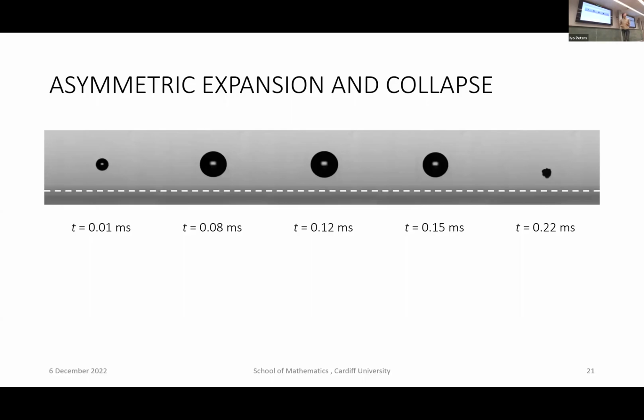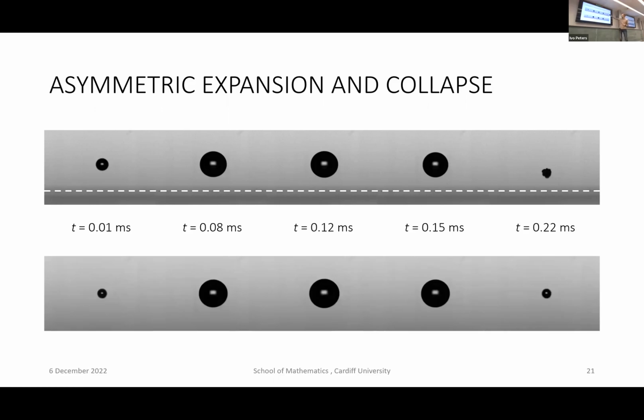One observation that you can make if you look in a bit more detail, so this is near a wall, this is just an infinite bath fluid, is that most of the collapse is actually axisymmetric, or spherically symmetric. So definitely the expansion, you can barely see any difference with the fully symmetric expansion. And if you look at the collapse, the initial collapse is definitely the same. In the end, there's a clear difference.